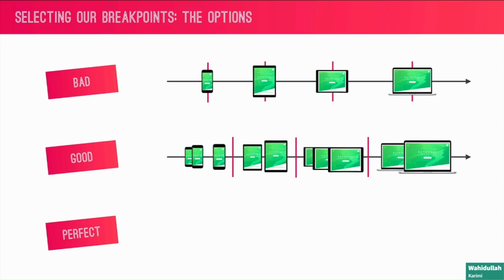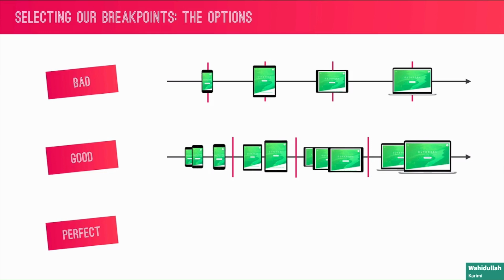And while it's still not ideal to use real devices to figure out breakpoints, it's already a lot better than the first way, because we're using a lot of devices and we're also using the most popular device widths. Plus, we're not setting breakpoints at one specific point, but between similar device widths.